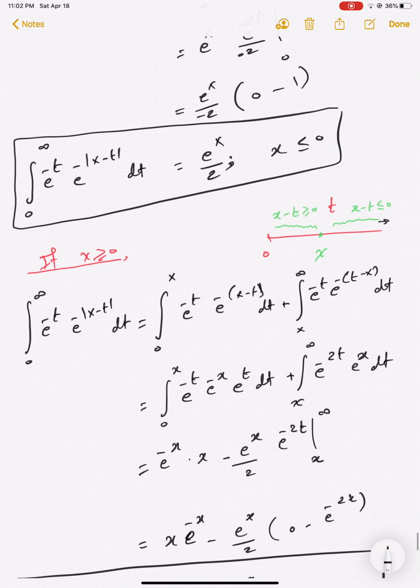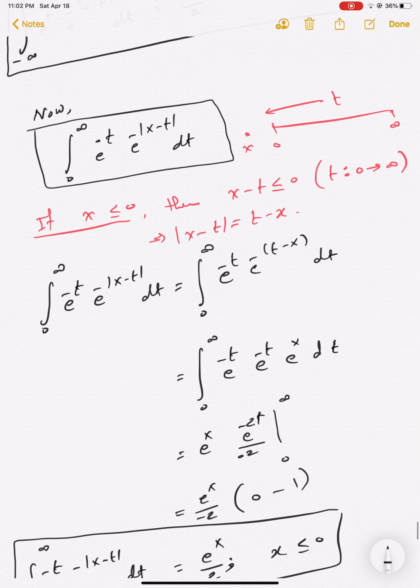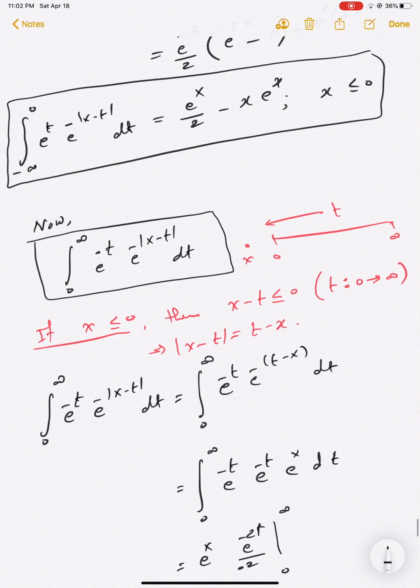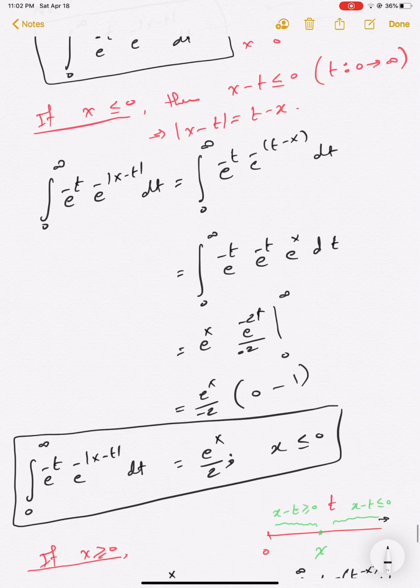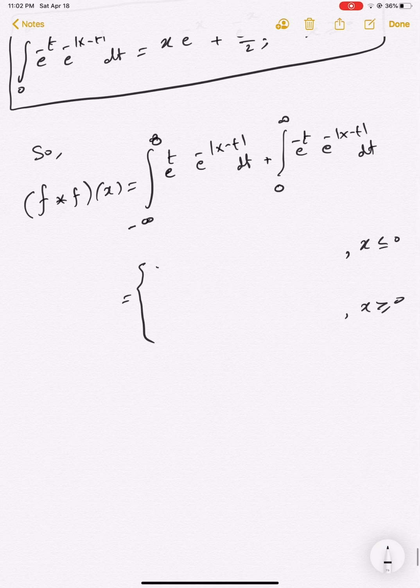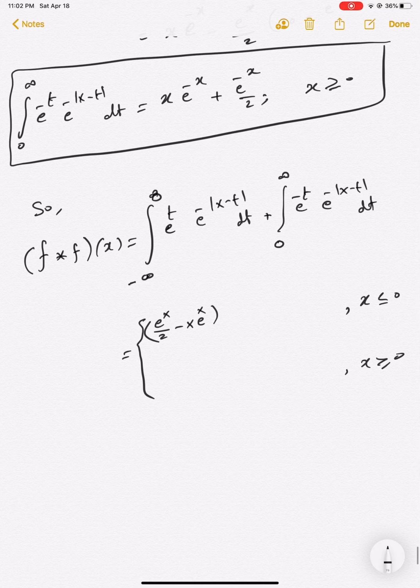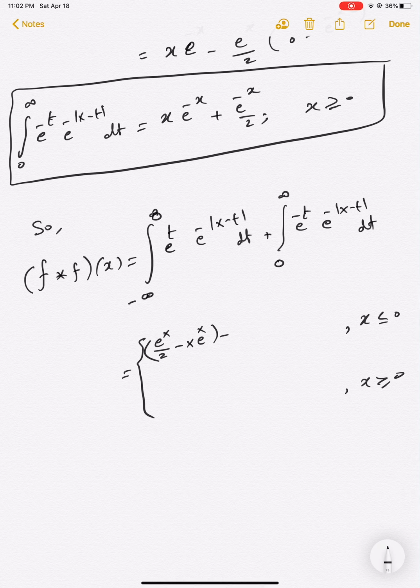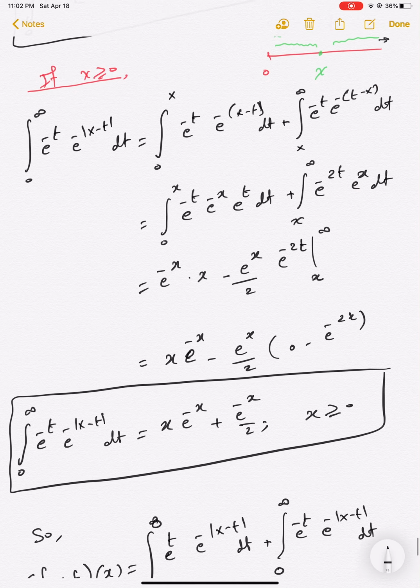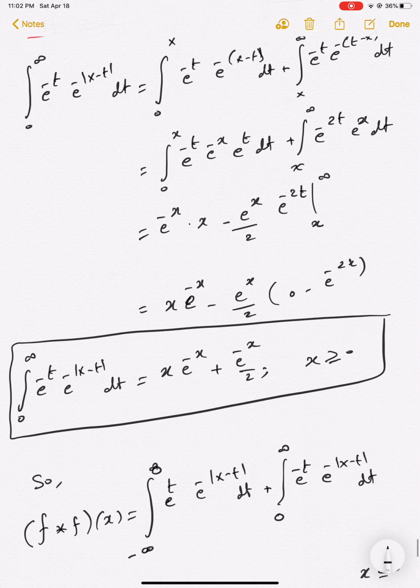So we go back to the integral from negative infinity to 0 when x is negative. What is it? This is it. e to the x over 2, so this is e to the x over 2 minus x e to the x. And then for the second integral, so this is a plus, what is the integral from 0 to infinity when x is negative? It's e to the x over 2.